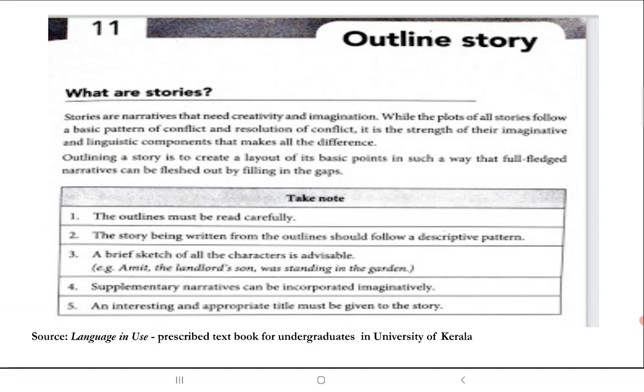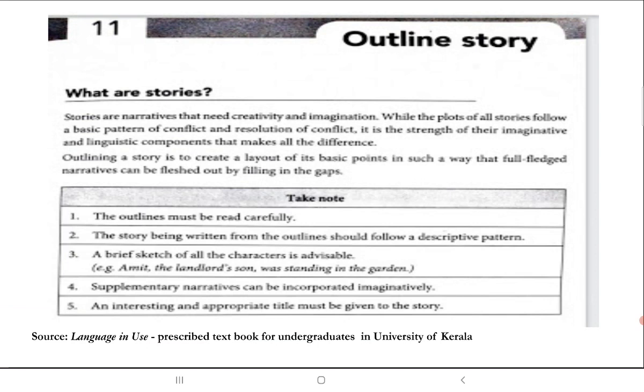Suppose you are writing a story about a king and queen. You can bring in a kind of interlude, like talking about the gardener in that place with some interesting remarks, or you can talk about the jester over there and share some jokes shared by him. If you are talking about a king and queen and the war, that will make the whole atmosphere more interesting, and people will be curious to read. Okay, so supplementary narratives can be incorporated imaginatively.